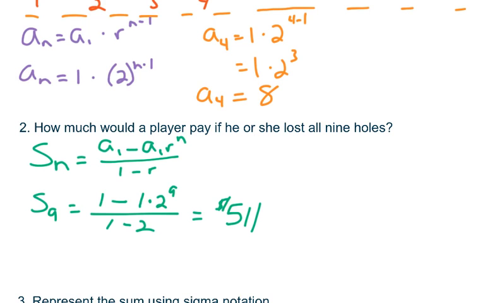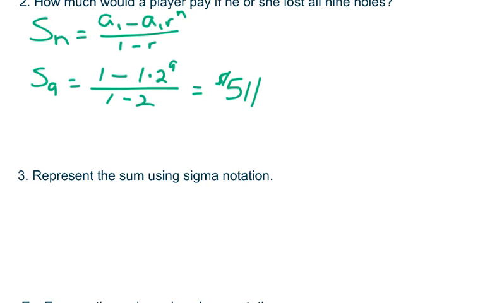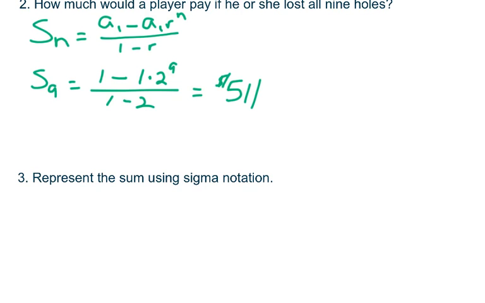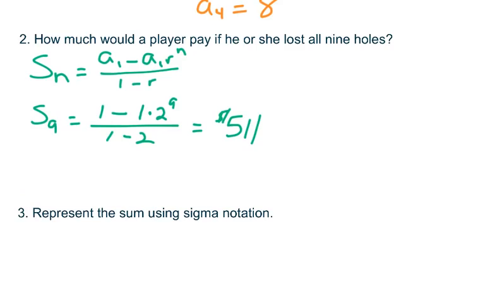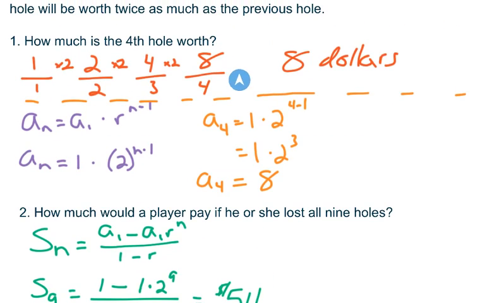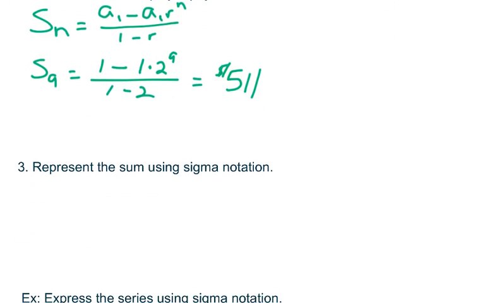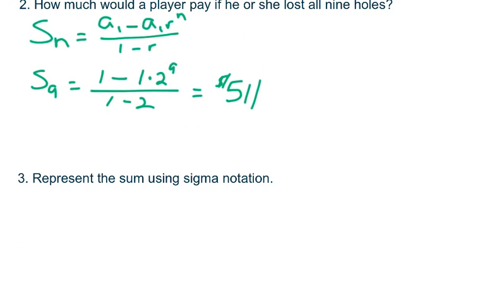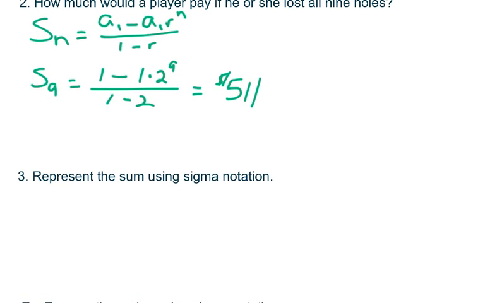Okay, question number 3 then. Represent the sum using sigma notation. So rather than using the formula, or rather than writing out all of this or writing plus in between all of them, let's use sigma notation here, because that, after all, is what the section is about. We need to start with our sigma, so we don't have a whole lot of room, so I'm going to write this a little smaller than what I would like to.